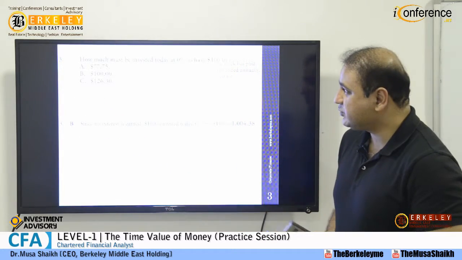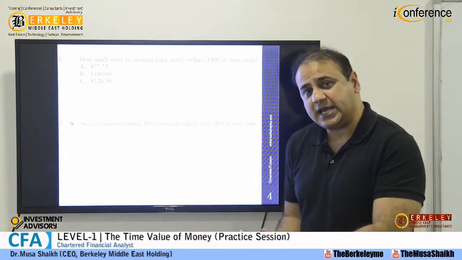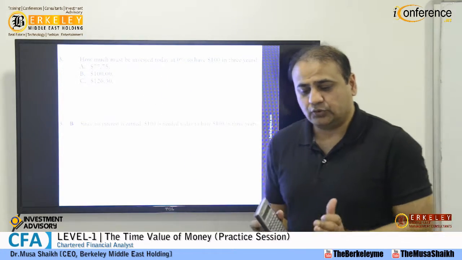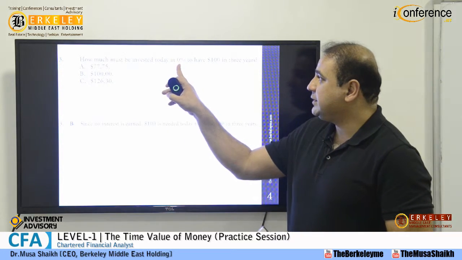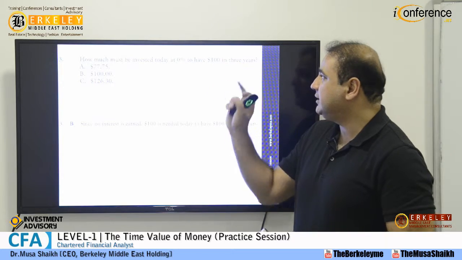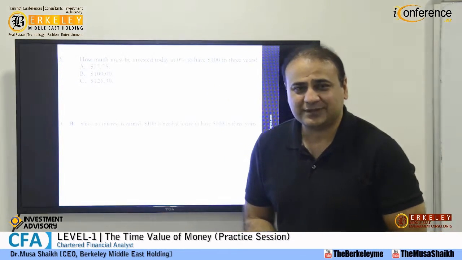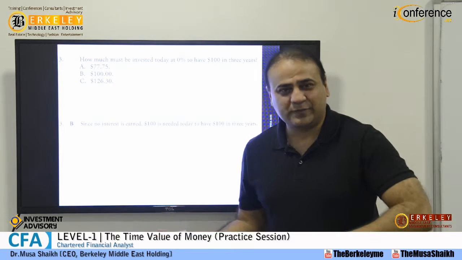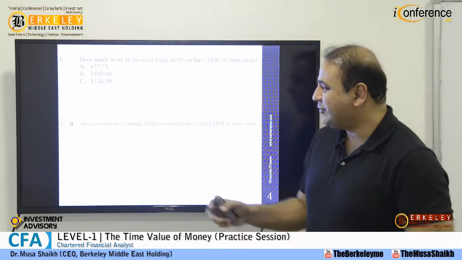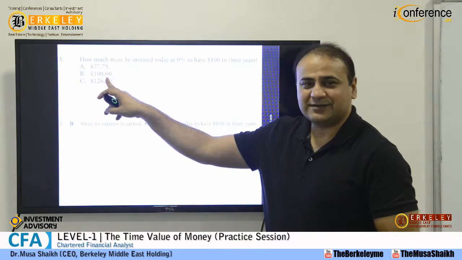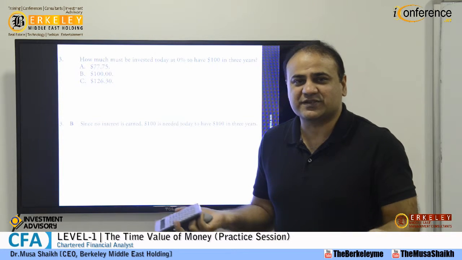Let's move to the next question. How much must be invested today? Means I want to locate my present value at 0% to have 100% in this coming 3 years. It's a very interesting question. If there is no return, 0%, so I have to invest the same similar amount. So B is the right answer, because there is no interest accumulation and added deletions available.